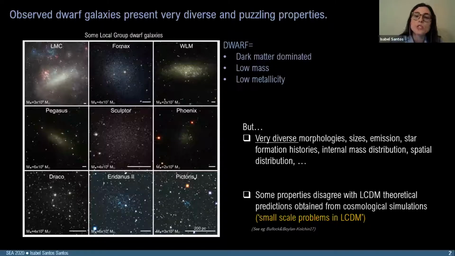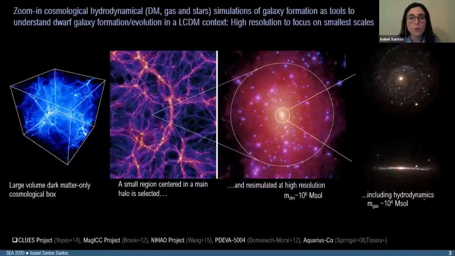Therefore, dwarfs are interesting to study from both the point of view of trying to understand galaxy formation mechanisms, but also from a more fundamental point of view, as they can serve as probes of our cosmological framework. In my thesis, I have studied some of these puzzling properties observed in dwarfs within a cosmological context.